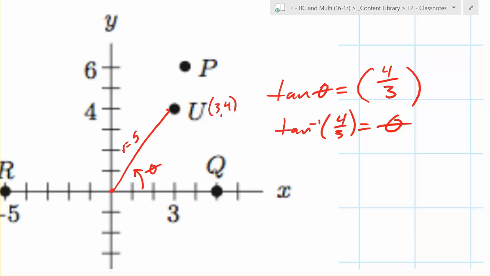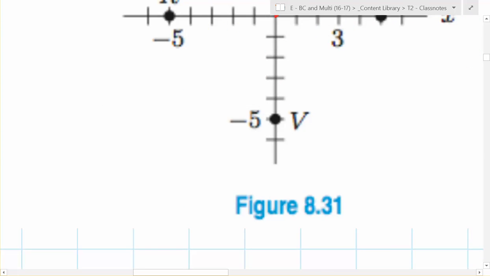Wonderful. What about the distance? What's the R value? 5. Why do you know it's 5? Well, it's a 3, 4, 5 triangle. Or sometimes the triangle's nice. Anybody remember off the top of their head what that angle measure is? You've seen it so many times. 37 degrees? No, it's more than that. 53.14, something like that. You see it so much that it happens.